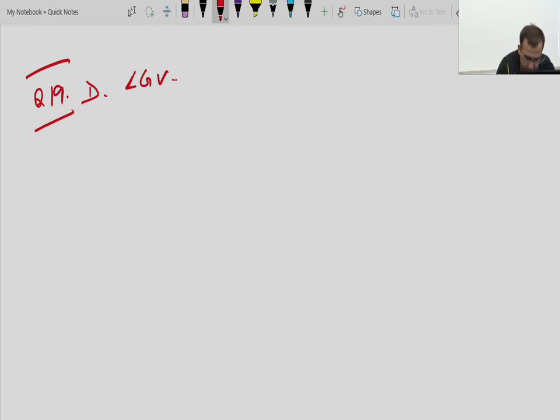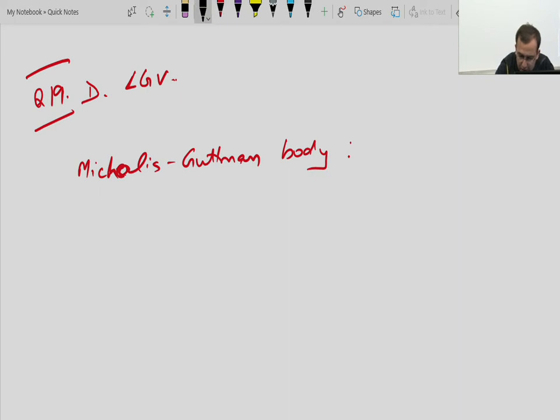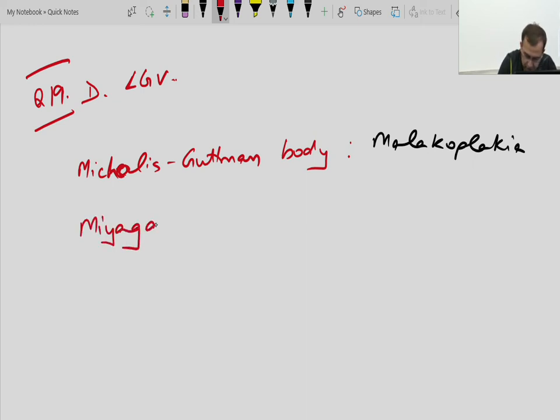Starting with the important ones, the first one being the Michaelis-Gutmann body, seen in malakoplakia. Next, Miyagawa bodies. This has to be remembered. They are seen in LGV.